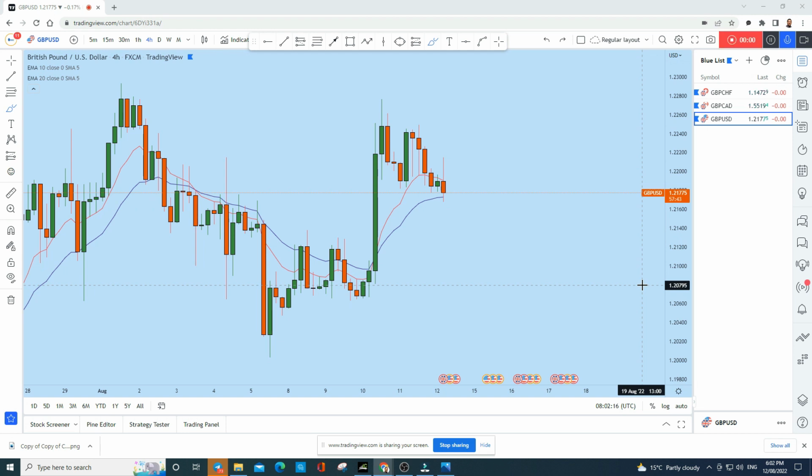What's up, traders? So let's do a complete multi-time frame analysis of British Pound US Dollar, GBP CAD, and GBP CHF. These three instruments on GBP pairs are giving us a significant trading opportunity.